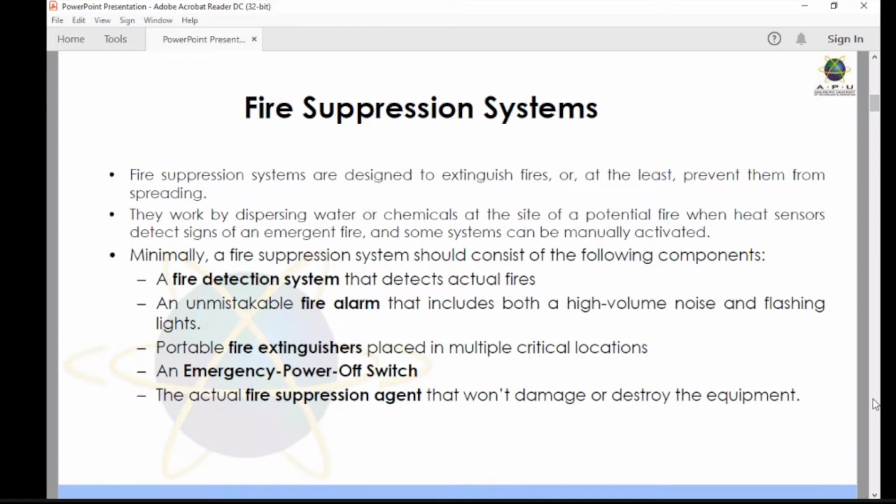One is a fire detection system that detects actual fires, okay. So there should be a system that can detect fire, like a smoke detector, okay. An unmistakable fire alarm that includes both a high volume noise and flashing lights. Alarm पनि हुनु पर्यो. It could be noise and then light as well, both of them, so that everyone is aware there is fire. Portable fire extinguishers placed in multiple locations, so there should be fire extinguishers as well, portable type, okay. So anyone can just take it and spray in case of fire.